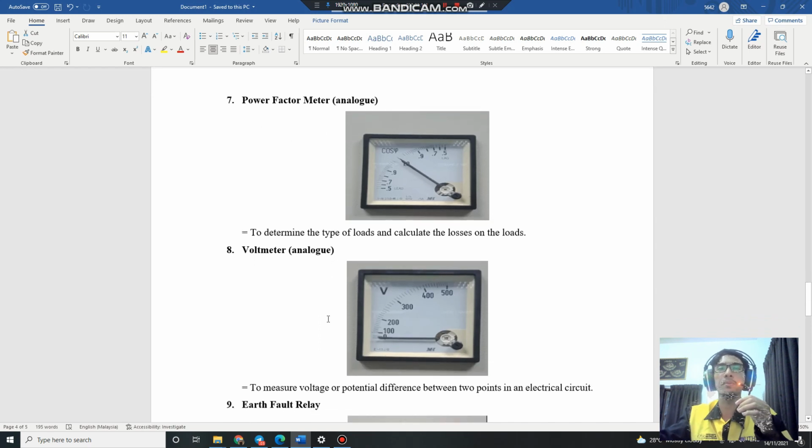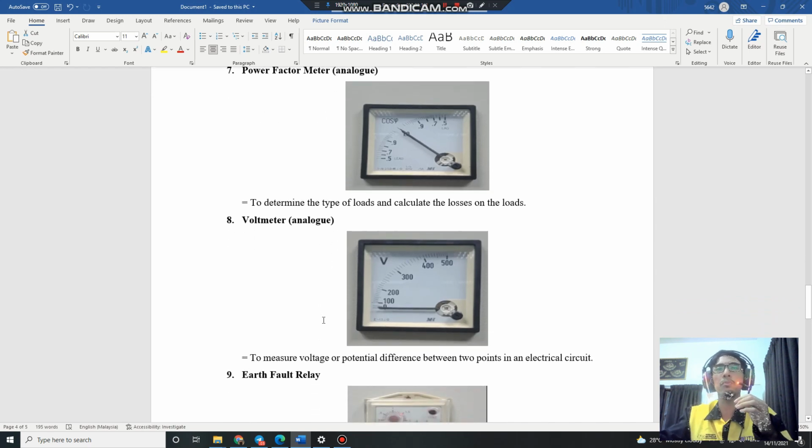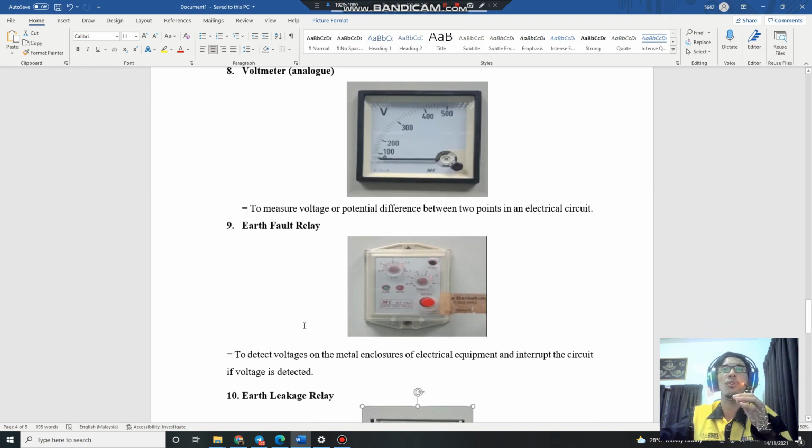And then the voltmeter is used to measure the voltage or potential difference between two points in an electrical circuit. Then the earth fault relay is used to detect voltage on the metal enclosure of electrical equipment and interrupt the circuit if voltage is detected. The earth fault relay cuts the circuit if voltage is detected.